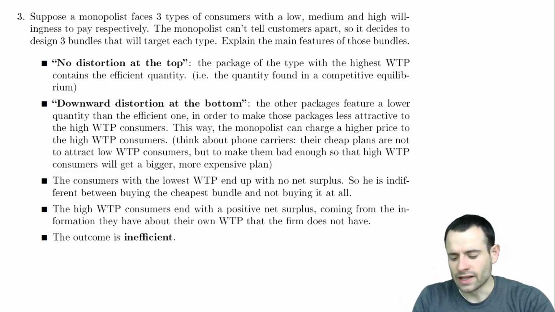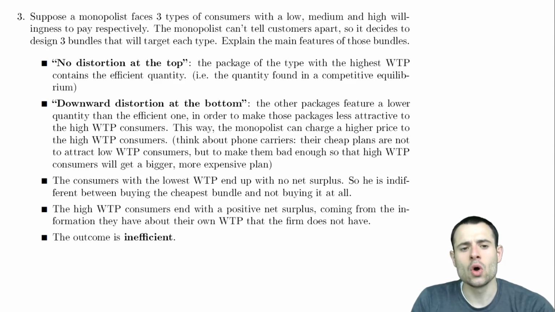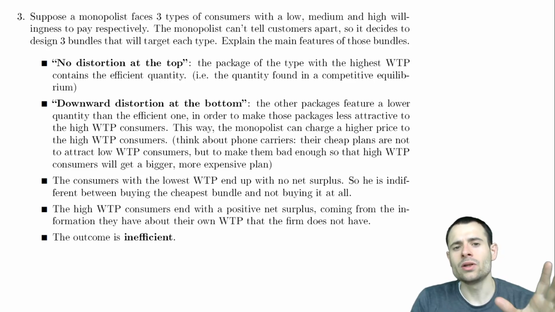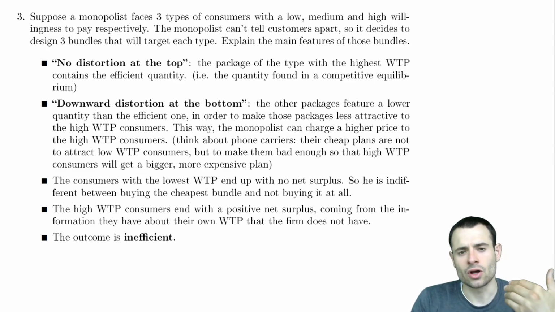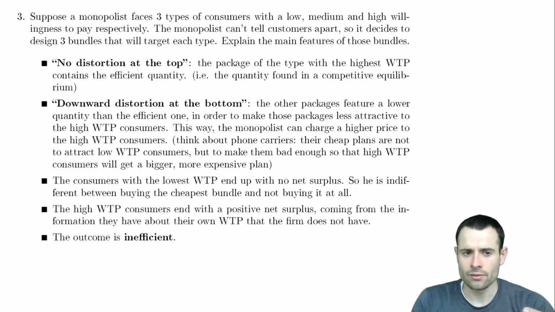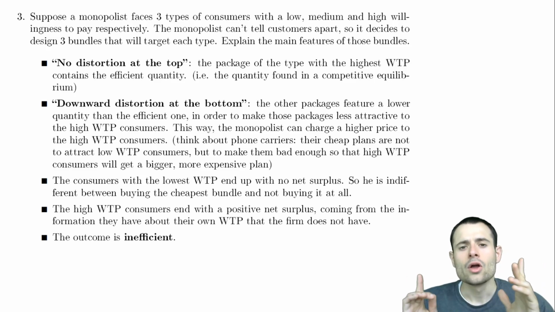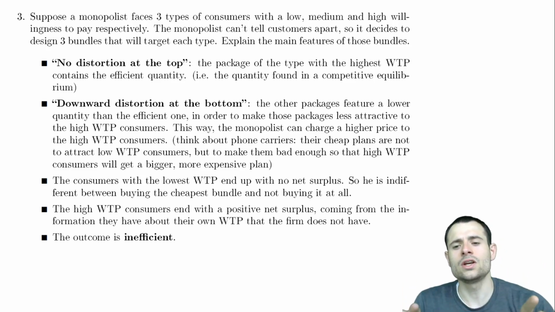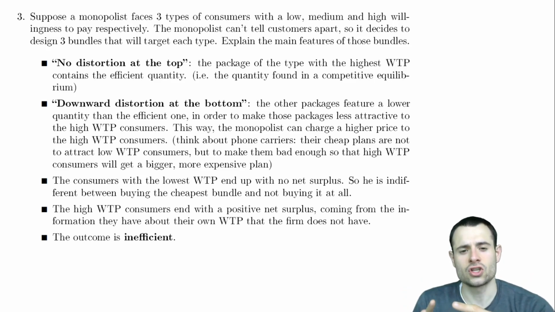The first feature that you will always see is called no distortion at the top. So the package, the bundle that is going to target the consumer with the highest willingness to pay, contains the efficient quantity. It contains the quantity such that price equals marginal cost. The price of the bundle will not be equal to marginal cost. It only includes the quantity such that price is equal to marginal cost.